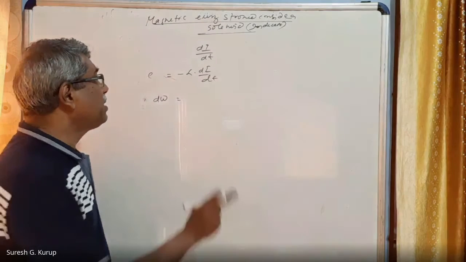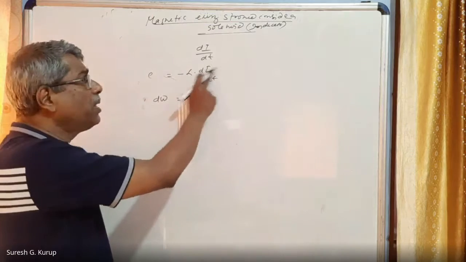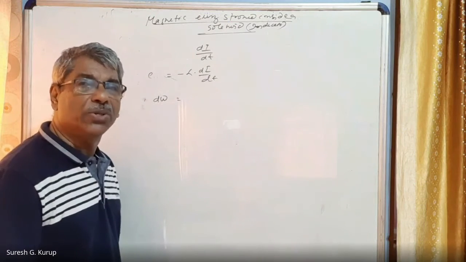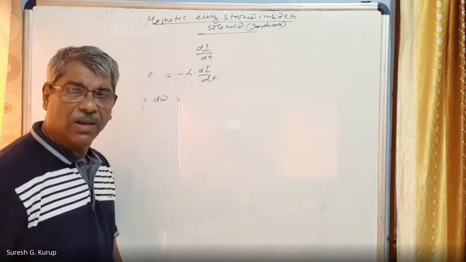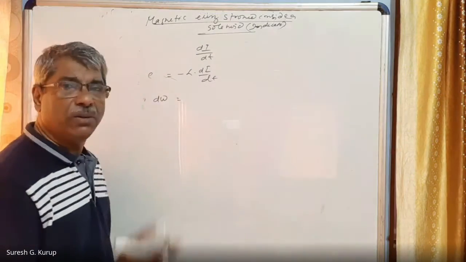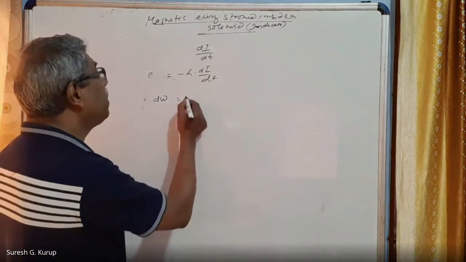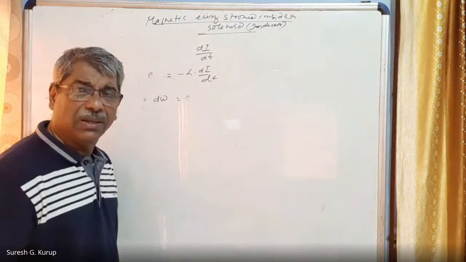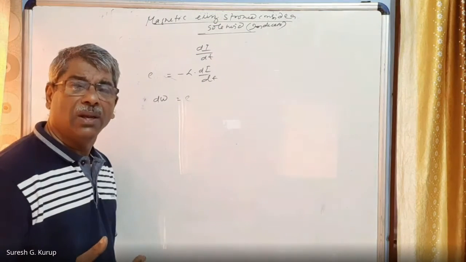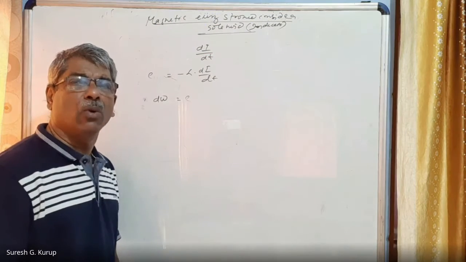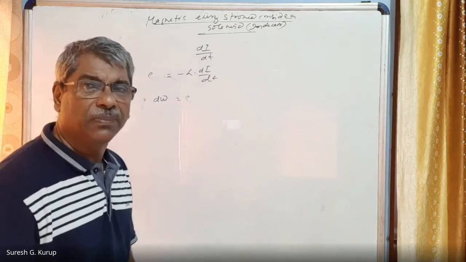In this case, the induced EMF is minus L into di by dt. Therefore, the applied EMF, or EMF of the source, is equal to the negative of this, that is, minus of minus L into di by dt. That is what is called the applied EMF. It is equal in magnitude and opposite in effect to the induced EMF.